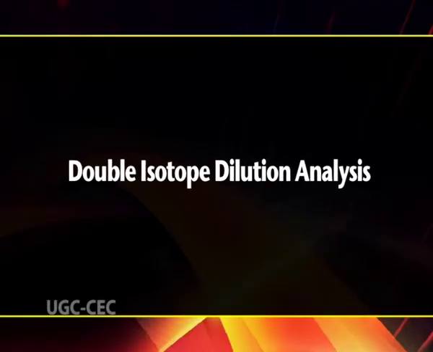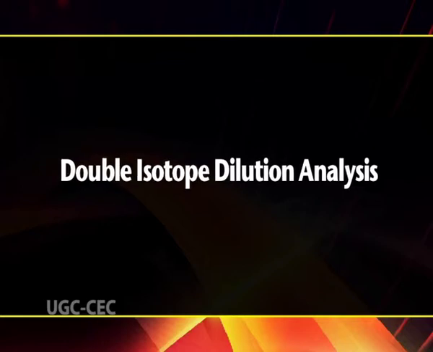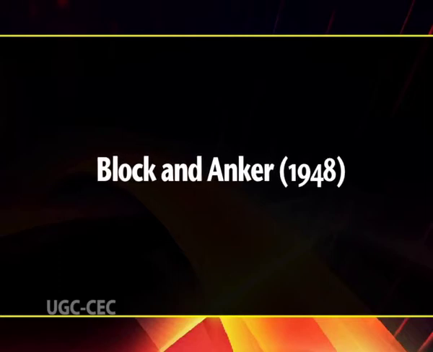Now coming to double isotope dilution analysis. Another variant on the basic isotope dilution technique is that of double isotope dilution, first proposed by Bloch and Anker. It is used in reverse IDA where the specific activity of the original unknown radioactive material A asterisk cannot be measured for some reason. Hence, a second dilution is made to determine the specific activity of the original sample.